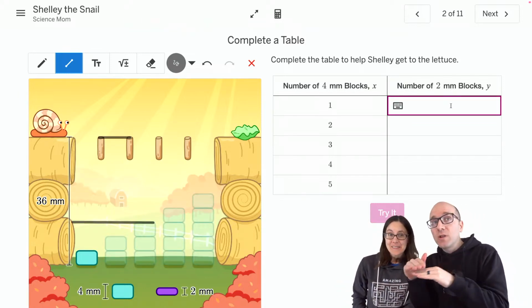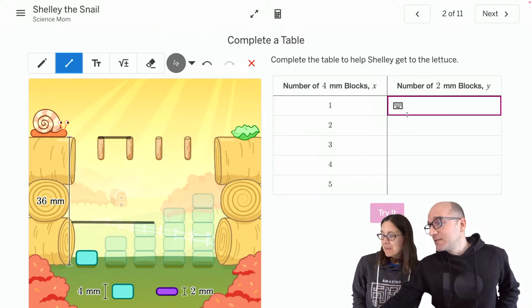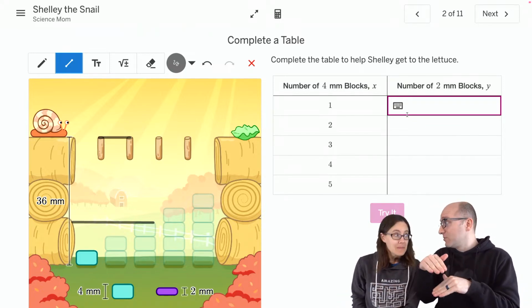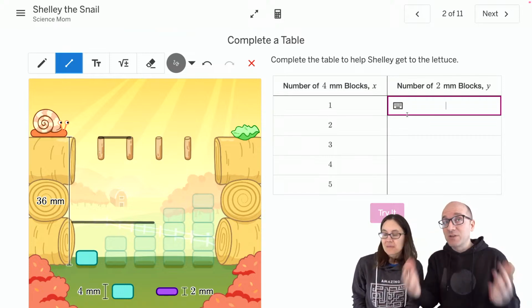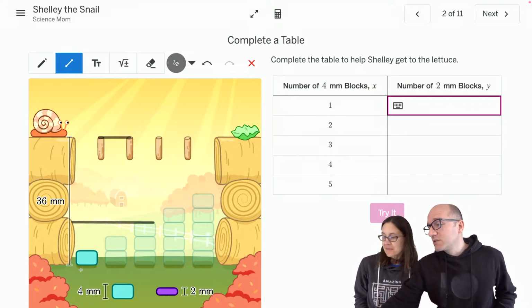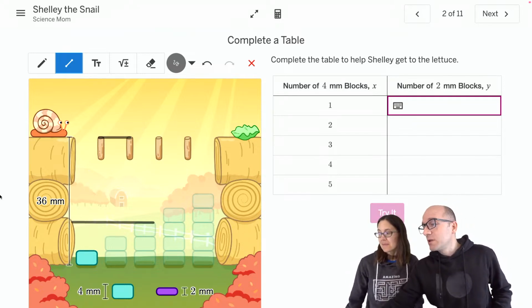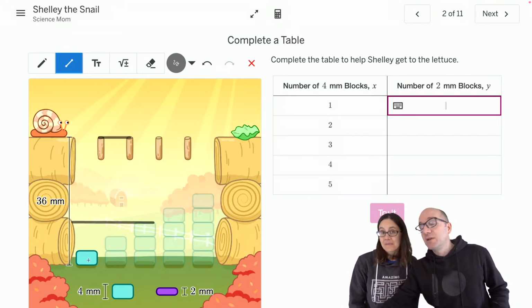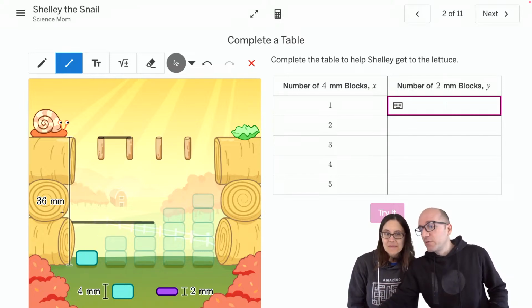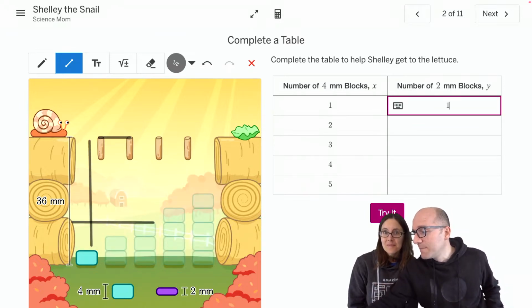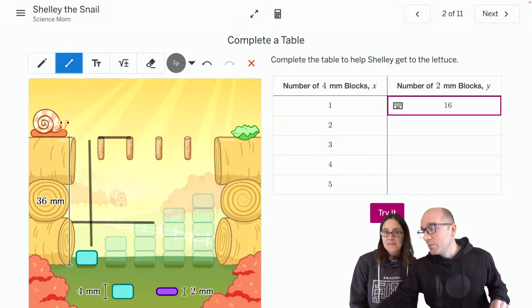Okay, so we need a total height of 36 millimeters, and if we were only using the 2 millimeter blocks, I think we could just divide 36 millimeters by 2 millimeters, and that would give us the number that we need. However, in this case, we're starting with 1 block already, so we don't need the full 18 blocks because some of that distance is already accounted for. So if I take away the 4 millimeters from 36, that's 32 millimeters of height that we need right here. So we need 32 millimeters of height, and to get that, I need 16 2 millimeter blocks.